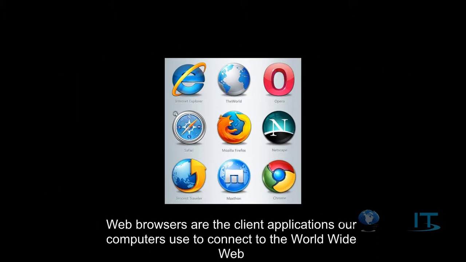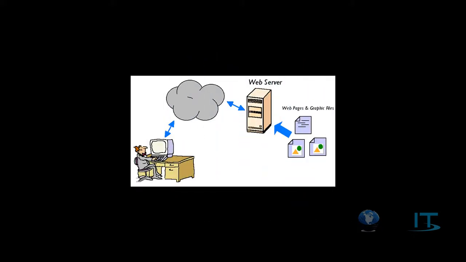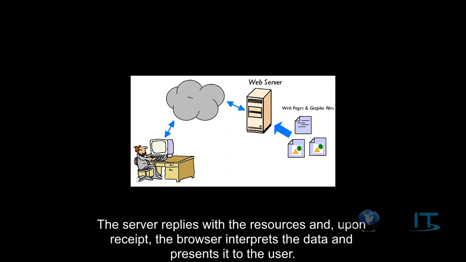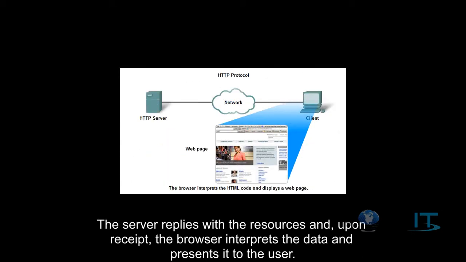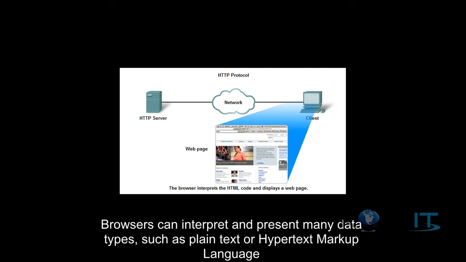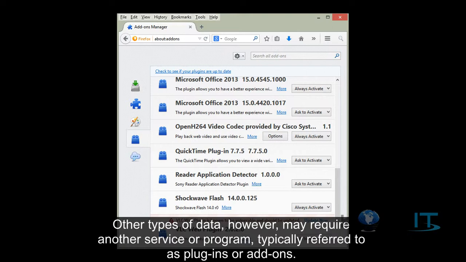Web browsers are the client applications our computer uses to connect to the World Wide Web and access resources stored on a web server. In order to access the content, web clients make connections to the server and request the desired resources. The server replies with the resources, and upon receipt, the browser interprets the data and presents it to the user. Browsers can interpret and present many data types, such as plain text or hypertext markup language. Other types of data, however, may require another service or program, typically referred to as plugins or add-ons.